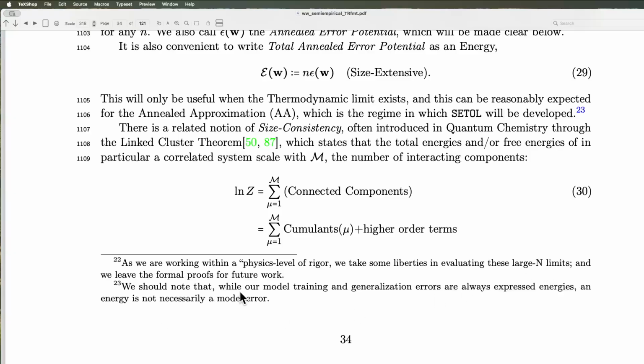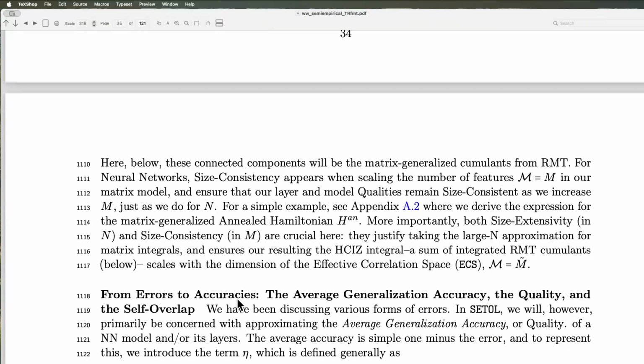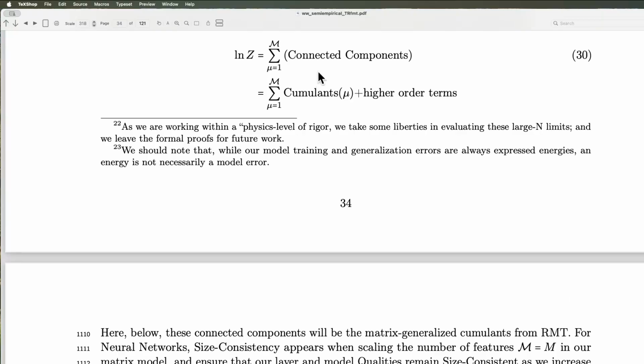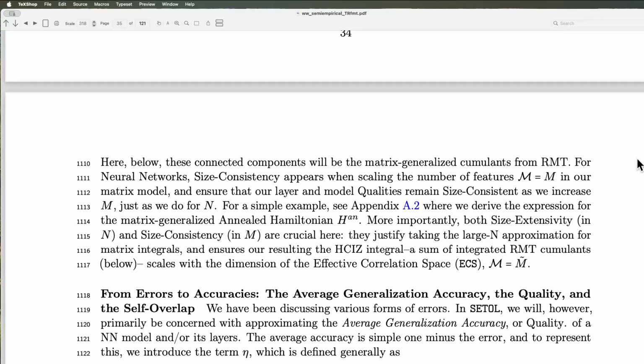We should note that while our model training and generalization errors are always expressed as energies, an energy is not necessarily a model error. That's something also to keep track of. Below, these connected components will be the matrix generalized cumulants from random matrix theory. And for our neural network, size consistency appears when scaling the number of features, so when this m equals M, the number of features in our matrix model, and it ensures that our layer and model qualities remain size consistent as we increase M, just as we do for n.